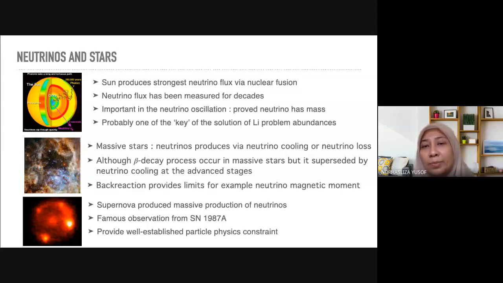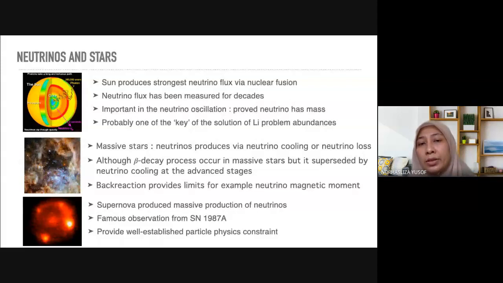Although people say solar neutrino flux is a bit of a long-standing or old research topic, until today people still aggressively want to measure the solar neutrino flux, due to several factors. One of the factors is its importance in neutrino oscillation, because when neutrinos oscillate, it proves that neutrinos have mass.